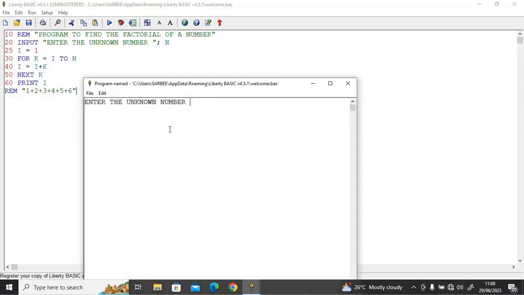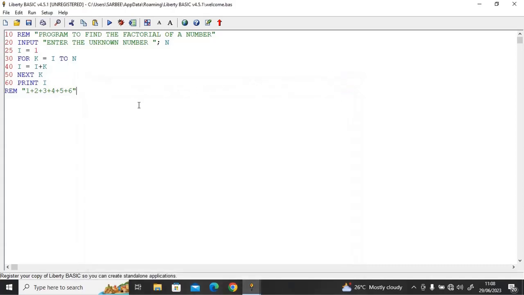If it's 1, let me make it 6 here. So that is 22. What is it doing? 1 plus 2 is 3, 3 plus 3 is 6, 6 plus 4 is 10, 10 plus 5 is 15, 15 plus 6 is what? So that is 22, if I'm right. Or am I wrong?